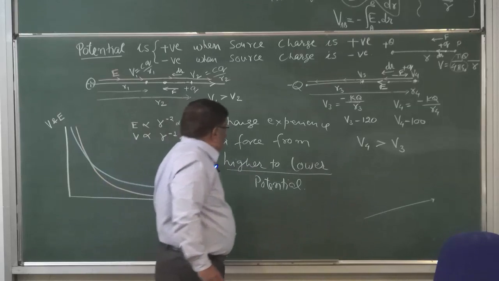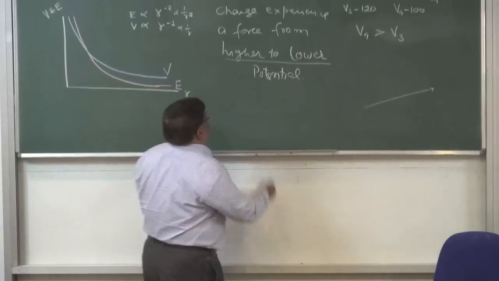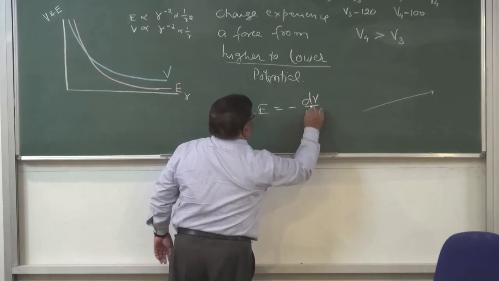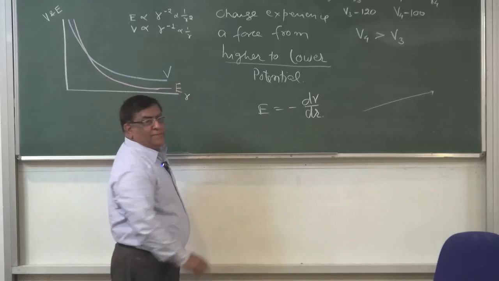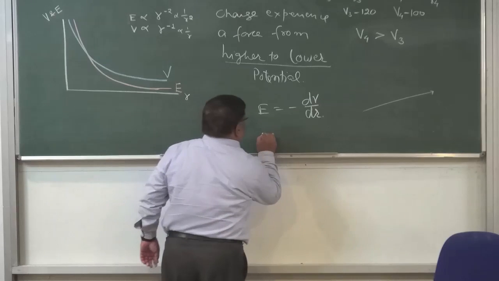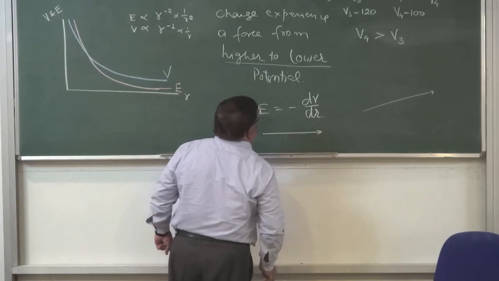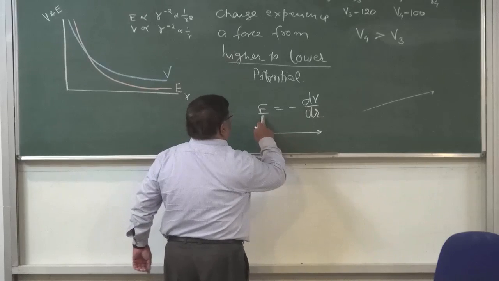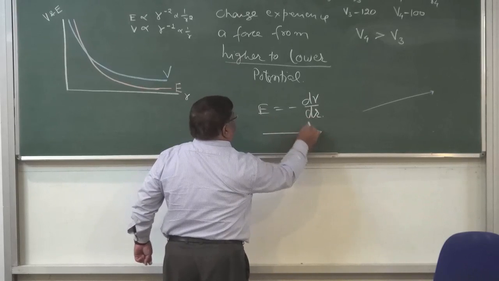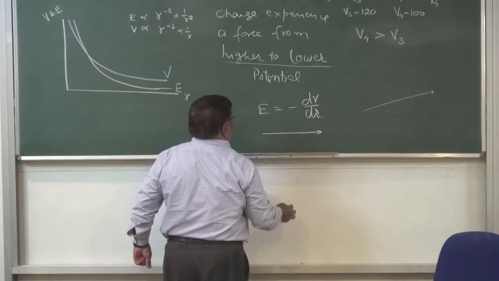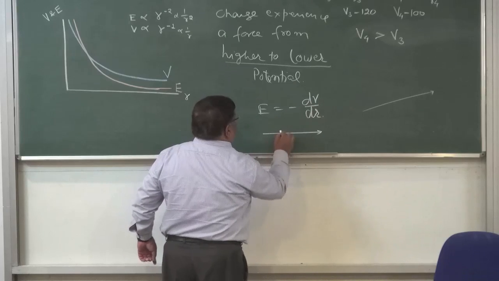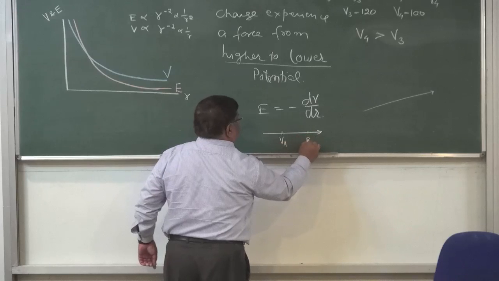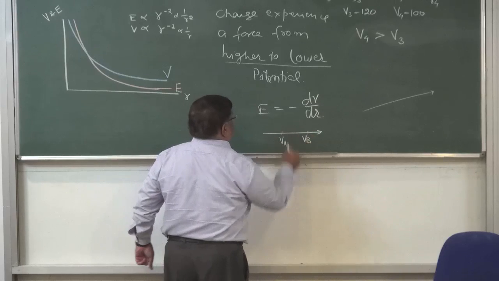Okay? That is one thing. The other thing is, we have known that E is equal to minus dV by dr. This is the direction of E, this is the direction of dr, with VA and VB.